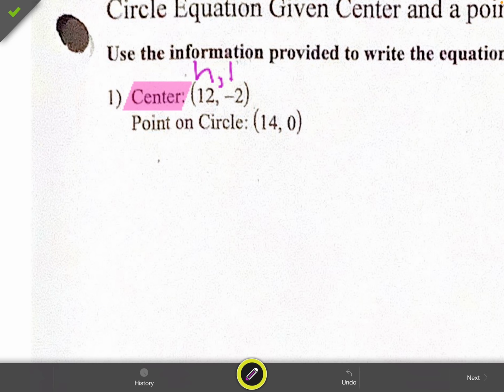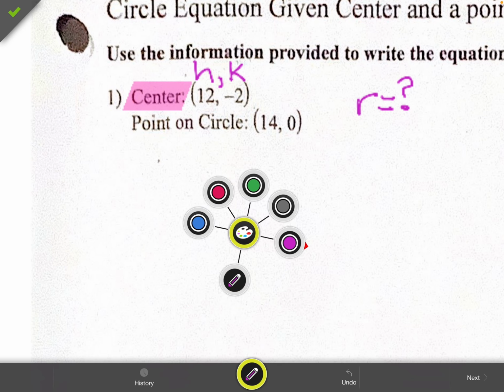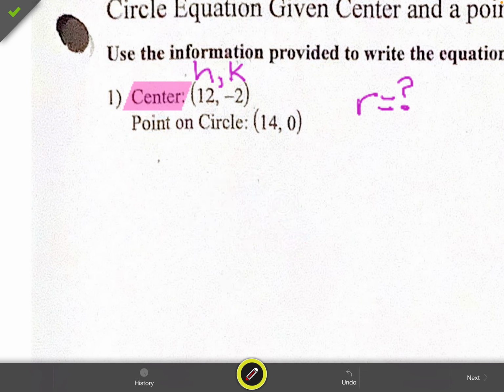So I have 2 pieces of information. I need the third part. I need r. I don't know what r is. We're going to do the distance formula to find it, because notice in the next part, they say the point that's on the circle is (14, 0). So what you need to do is use the distance formula to figure out how far it is from our center to the point. And that will give us the number that we need for r.